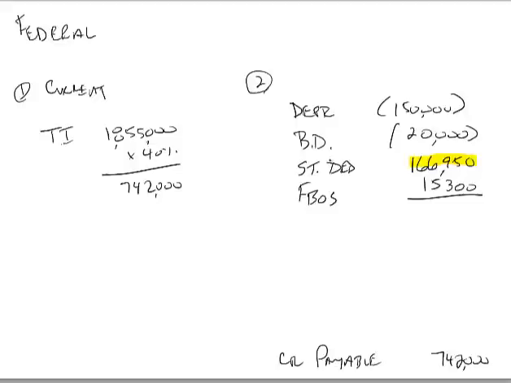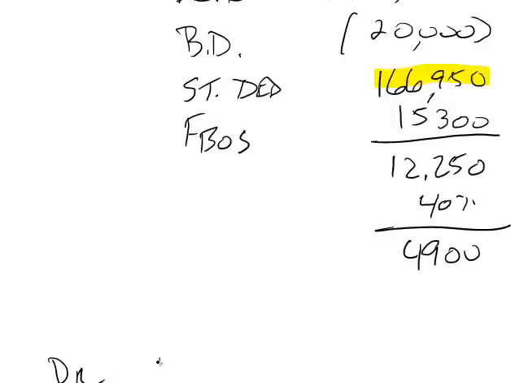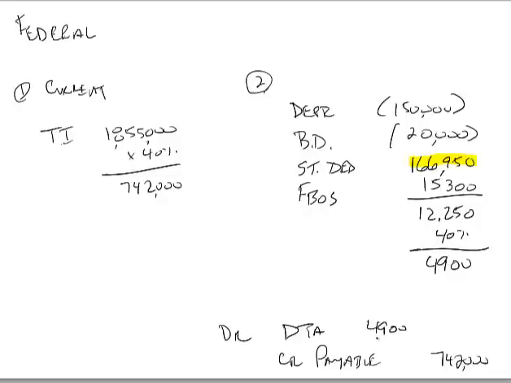Alright, so let me do some math on this. This is getting up there with the numbers. So 166,950 and 15.3. Okay, so that's 12,250 of net deductible differences. Multiplied by my tax rate of 40%, that's a $4,900 change in my deferreds. So I'm going to debit my DTA by $4,900, which means that my provision has got to be the delta. And that is going to be a provision of 737,100, if I did the math right. Okay? And that's our balancing entry for federal purposes.